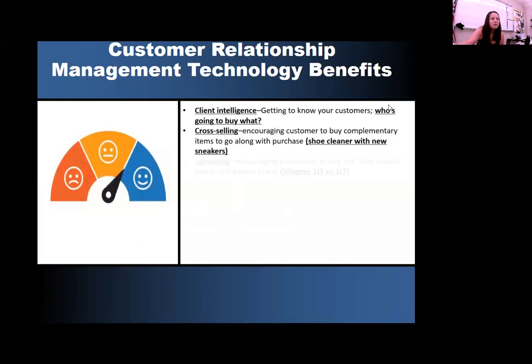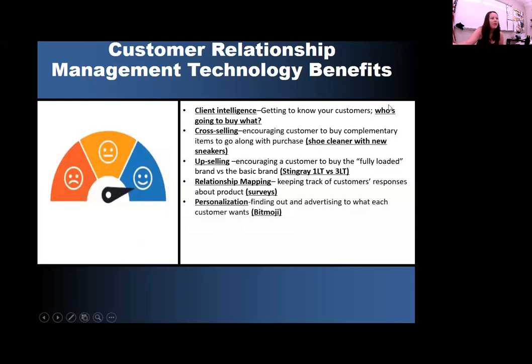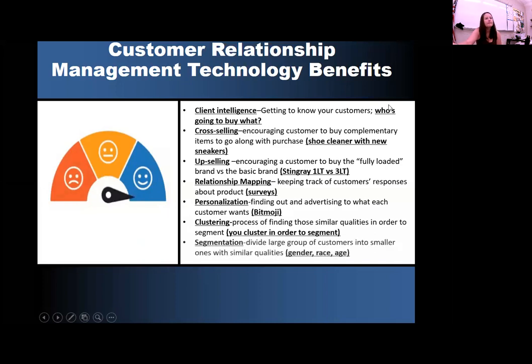Now, new stuff for today. All right, so benefits of using a CRM system. You learn about your customers. So that's called client intelligence. So who's buying what? So you're developing information about your clients, client intelligence.